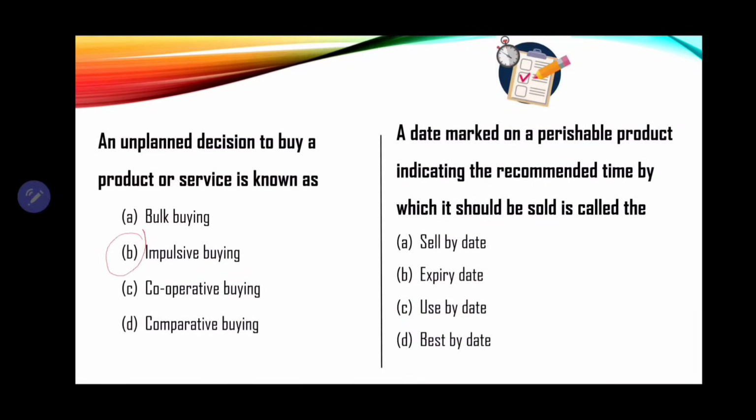Next question. A date marked on a perishable product indicating the recommended time by which it should be sold is called the A, sell by date, B, expiry date, C, use by date, and D, the best by date. Now, if it's a date that's indicating when the product should be sold, it is what? Awesome. It is a sell by date.